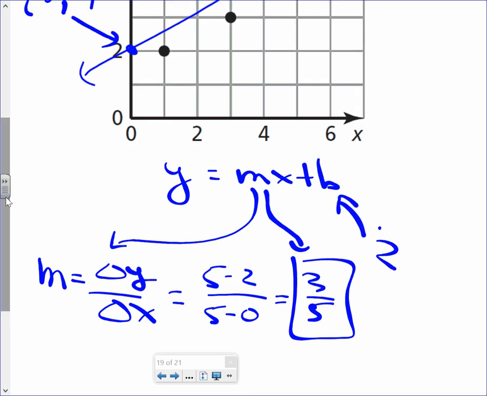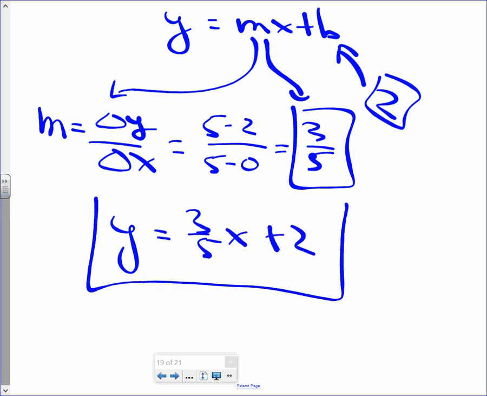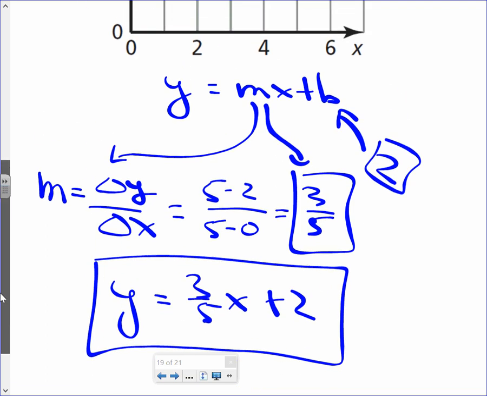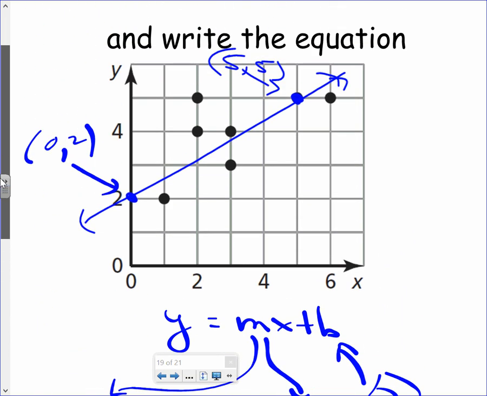So, 2. The y-intercept is 2. Let's do it. Y is 3/5 x plus 2. So this line approximates the data. Notice, it would be the line of best fit.